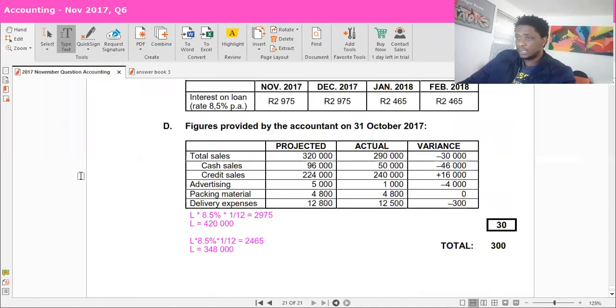And then last but not least, delivery expenses. We budgeted 12,800 and we managed to spend 300 less. Obviously we didn't make our sales, so we would have expected that if we didn't achieve the sales that we wanted, then we would have spent less on delivery expenses. But here is the problem. We missed sales by 9.4%, but with delivery expenses, we only managed to save 2.3%.